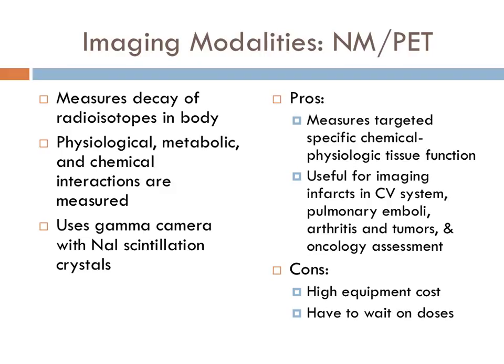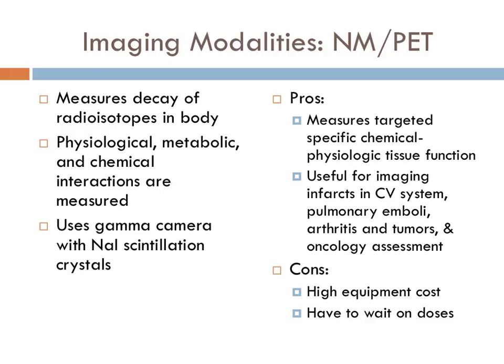All right, nuclear medicine and PET imaging. Nuclear medicine and positron emission tomography measure the decay of radioisotopes in the body. So to be more specific, the physiologic, metabolic, and chemical interactions of the radioisotope are measured by utilizing a gamma camera with sodium iodide scintillation crystals.